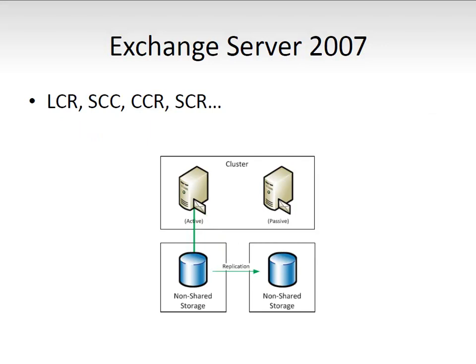Exchange Server 2007 actually brought us 4 separate high availability or replication solutions. They were LCR, which is local continuous replication, SCC, which was single copy clustering, which is very much like Exchange 2003 clustering, CCR, which is cluster continuous replication, and SCR, which could be used in combination with the other 3 to provide a database replica at a completely separate location.